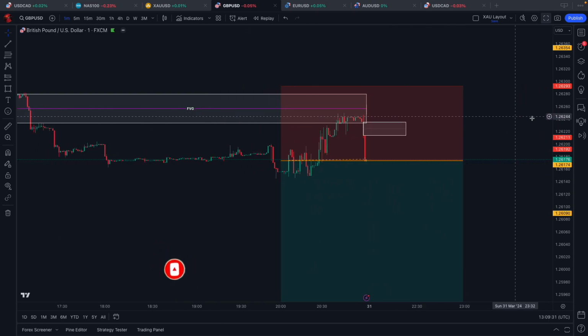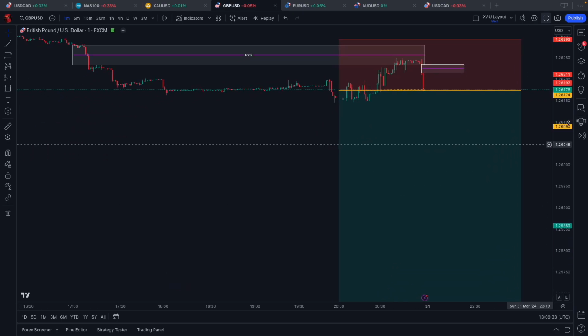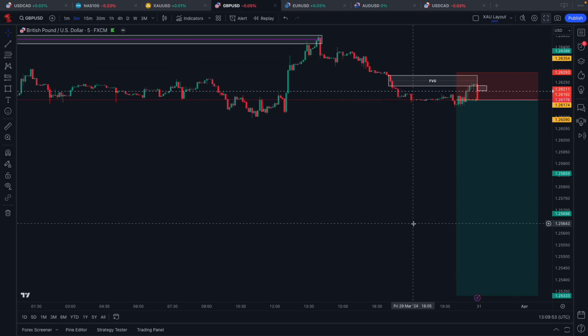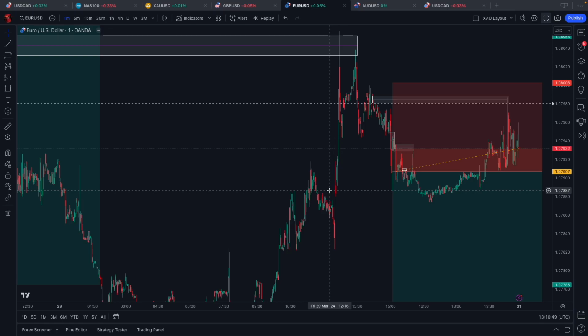So yeah, this is something I'm definitely looking at placing come the open. I'm going to set an alert here just in case price does trade us back up. But this is a trading opportunity that could be placed later on tonight. Okay, now moving over to the Euro US dollar market.